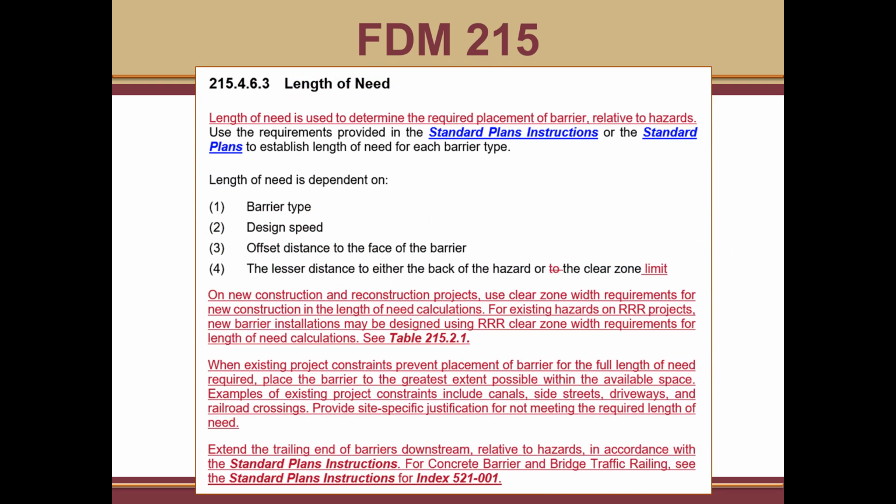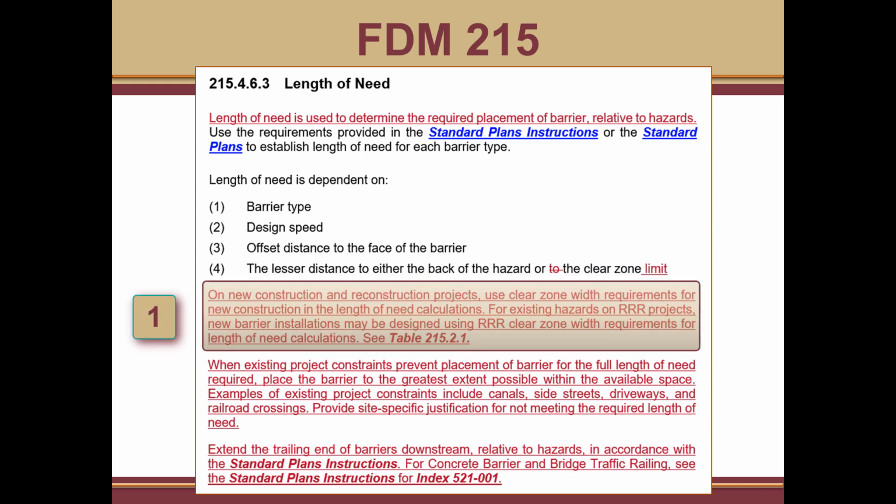Within the length of need section of Chapter 215, several additions were made to accommodate common situations for which the department policy was previously silent. This includes 3 primary additions. First is an acknowledgement that RRR clear zone criteria can be used for evaluating the length of need of barriers shielding existing hazards.